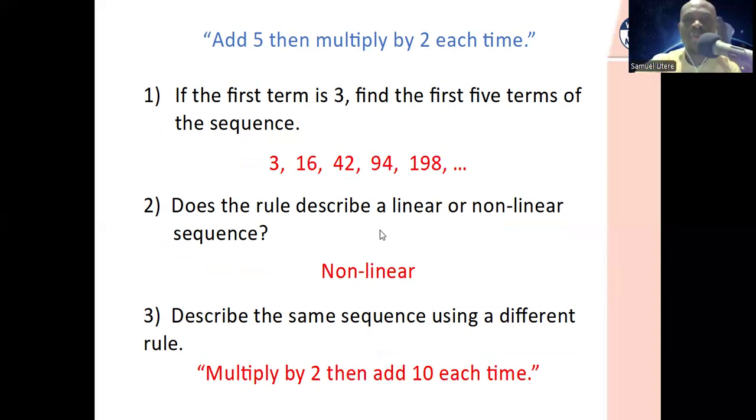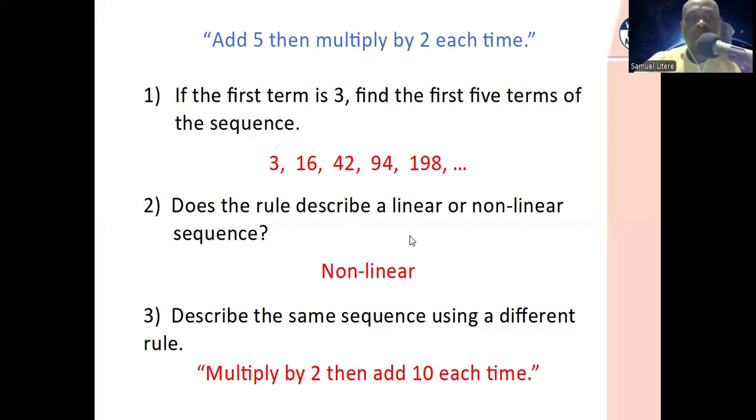Okay, so does the rule describe a linear or non-linear sequence? It's non-linear. You can clearly see that. So remember, I'll remind you of what we learned in our previous lessons. A linear sequence would have a constant difference. So the numbers by which the sequence is changing from one term to the next will remain the same. But in this case, we don't have that.